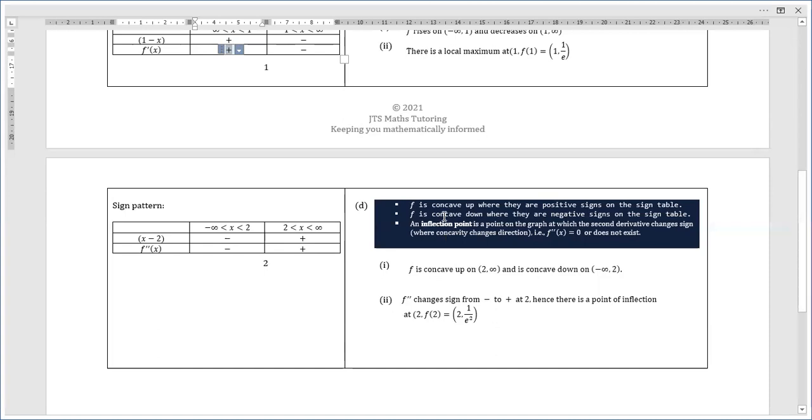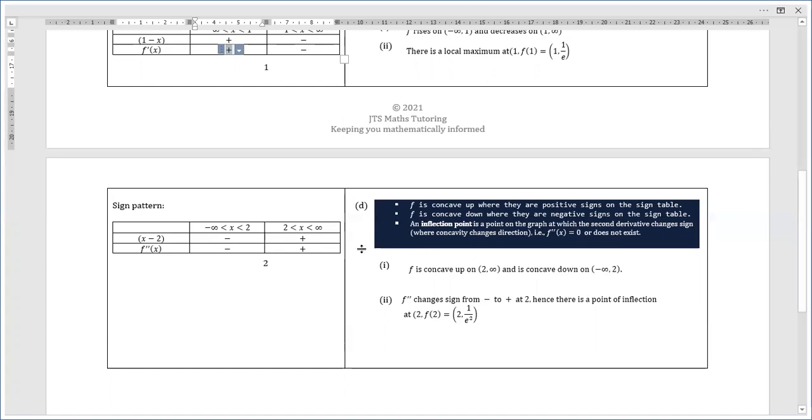Right. So I also gave you some notes here to actually help you understand where this thing is coming from as far as your sign table is concerned. So f is actually concave up where there are positive signs on the sign table. f is concave down where there are negative signs on the sign table. And what is an inflection point? It is simply a point on a graph at which the second derivative changes what sign. Basically, we are looking at where concavity changes direction, whether it is concave up or concave down.